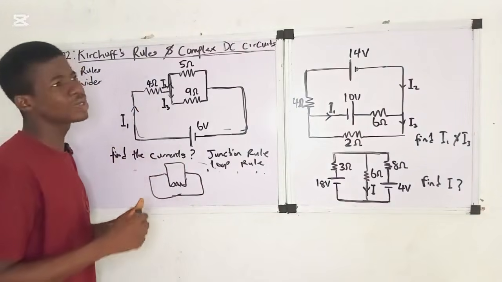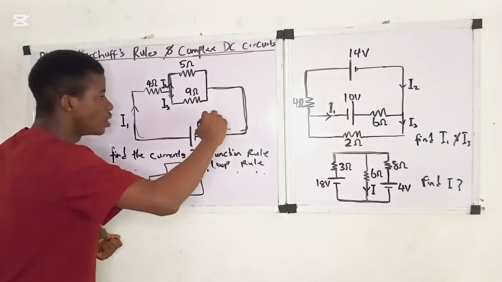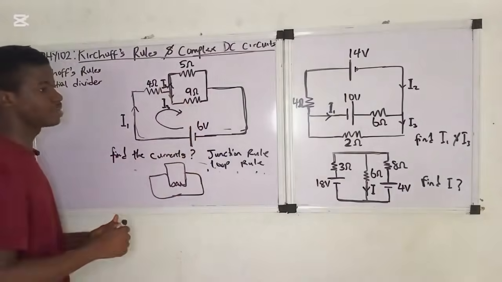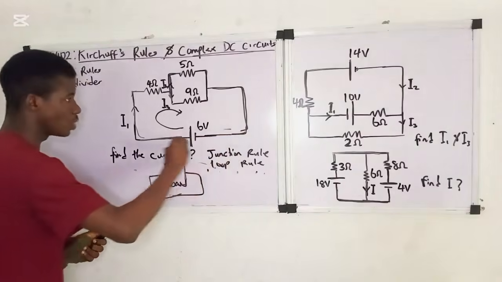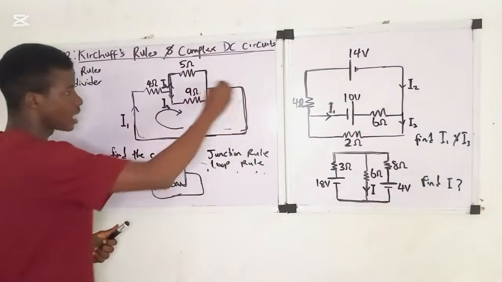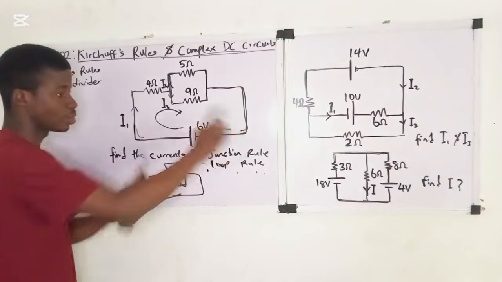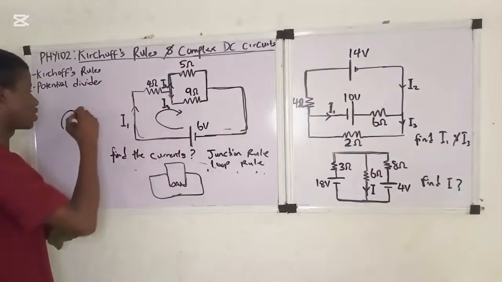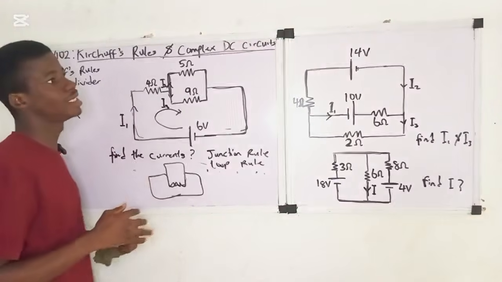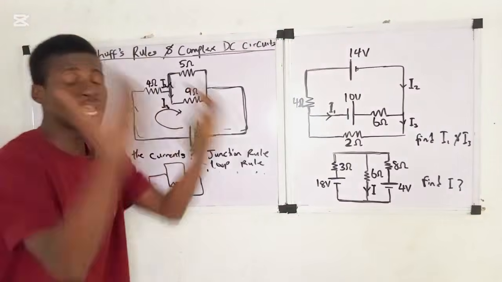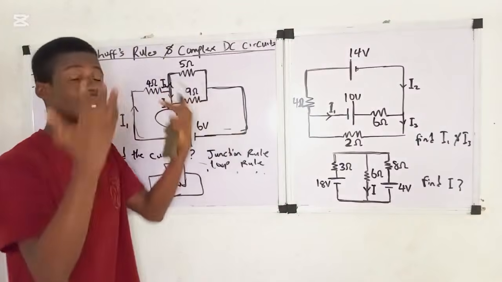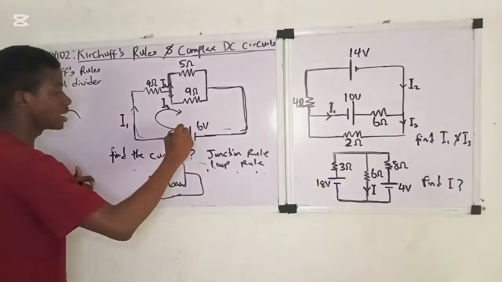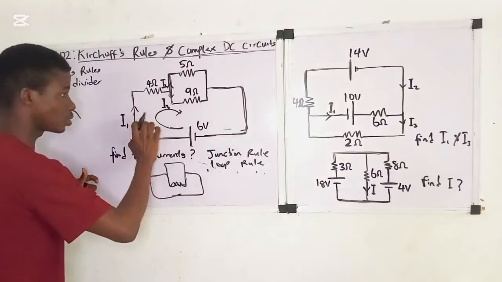Now, what do I mean by clockwise direction? The direction of this loop here will be something like this. It means that you start from here, you go like this, and you end here. So this is a clockwise direction. The direction of the loop, you can choose either clockwise or anti-clockwise, it doesn't matter.